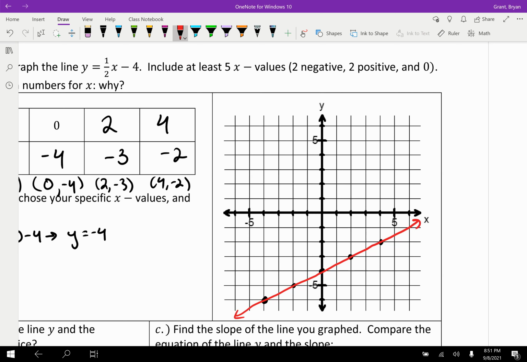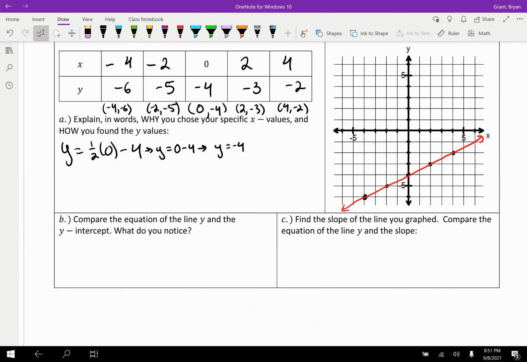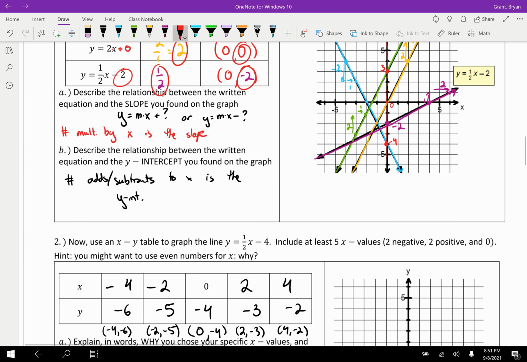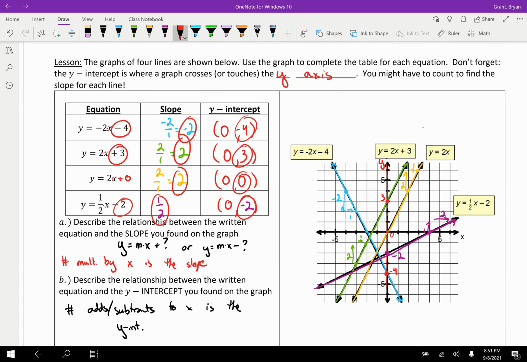Now that we're here, let's go ahead and fill in the last 2 pieces. B, compare the equation of the line and the y-intercept. What do you notice? Well, let's see, the y-intercept, we can see this on the graph, the y-intercept is -4. If we compare y equals 1/2 x minus 4 versus the y-intercept of -4, do they match? And I think they do. There's a -4 here and a -4 over here. We also had seen that up above where the y-intercepts matched the number that was adding or subtracting.